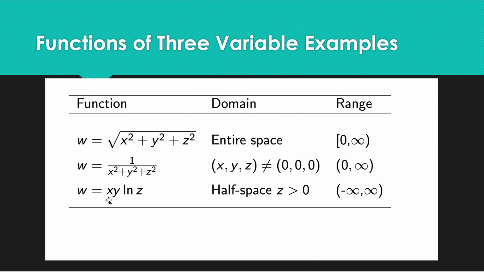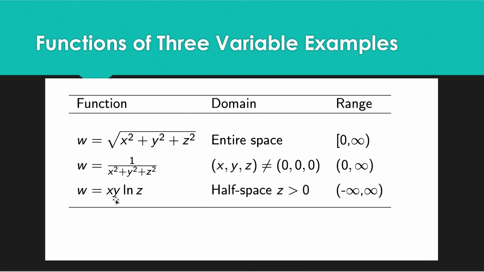And then for the natural log, x times y, that's all reals. The problem is that you cannot plug in a negative number or a 0 into the natural log. So I know that z has to be greater than 0. And that's going to be considered a half space. That's why we're saying half space: if I were to take the number line and divide it by 2, it would be 0 to infinity and then negative infinity to 0. So z is greater than 0 is half the space, literally.